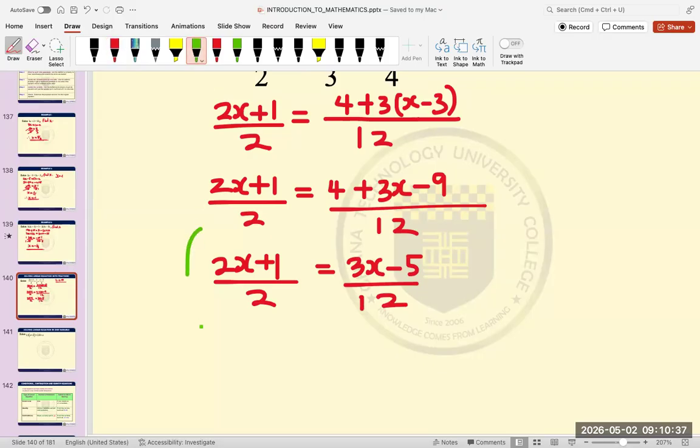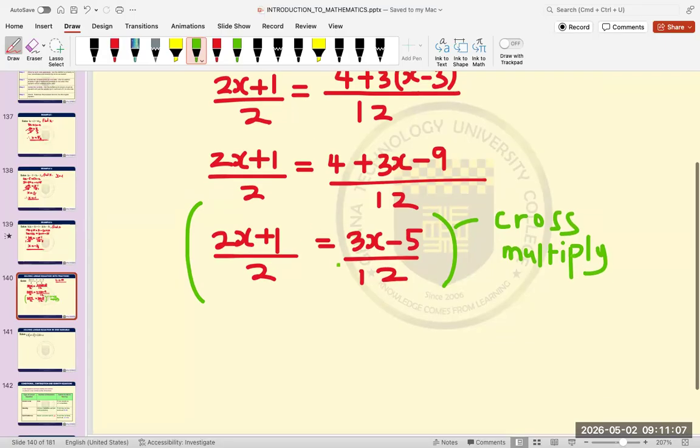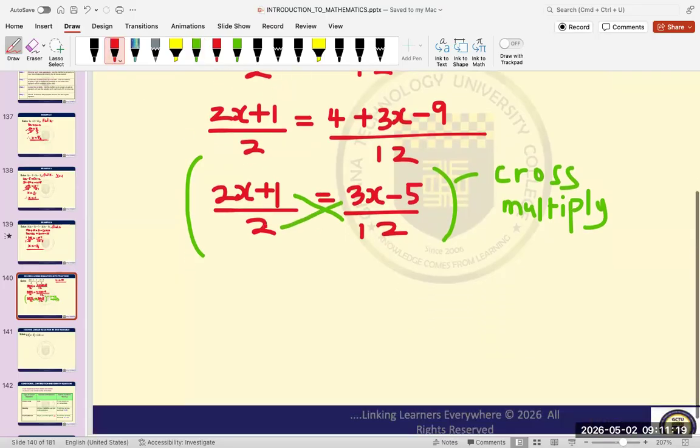Now at this stage, because we have a numerator divided by a denominator is equal to a numerator divided by a denominator, we have to use the principle of cross multiply. So we are going to cross multiply. It means that this 12 is going to multiply this, and this 2 is also going to multiply this. So we can rewrite them as follows.